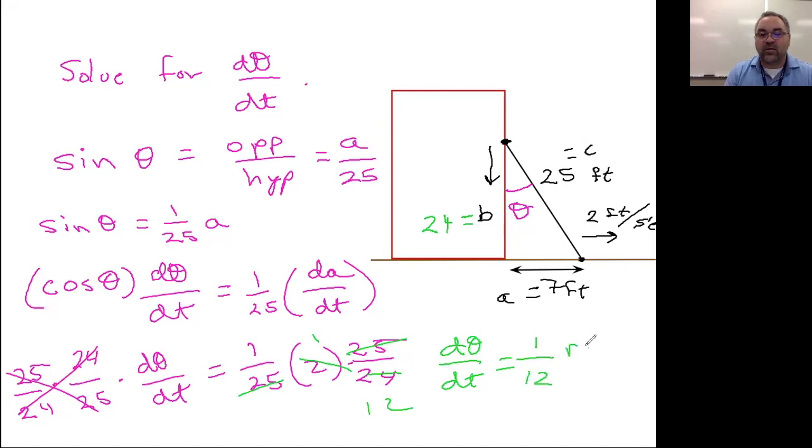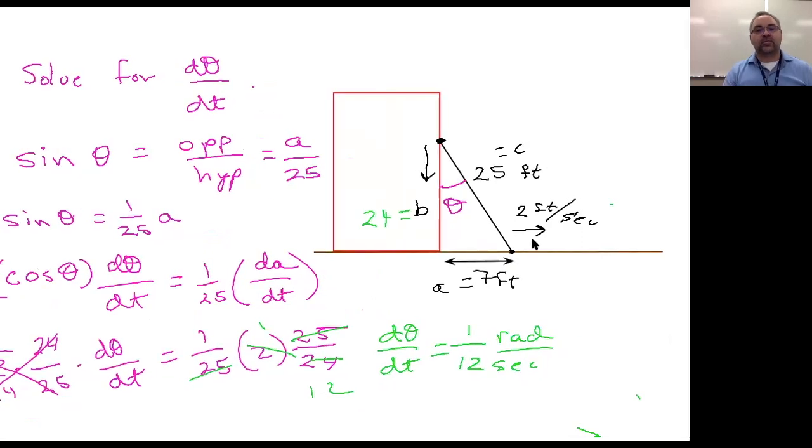And in calculus, we are always in radians. So we get 1/25 radians per second. Or sorry, I misspoke. I was trying to make the image bigger. 1/12 radians per second. So that's how you could use a trig ratio to solve a related rate problem.